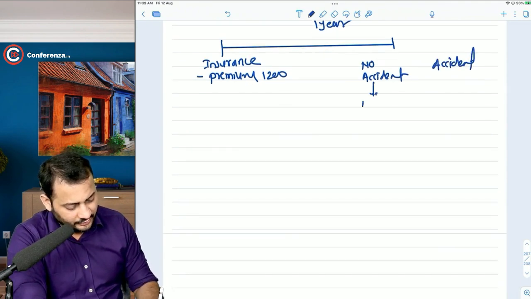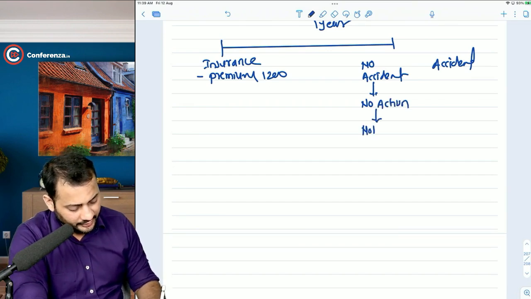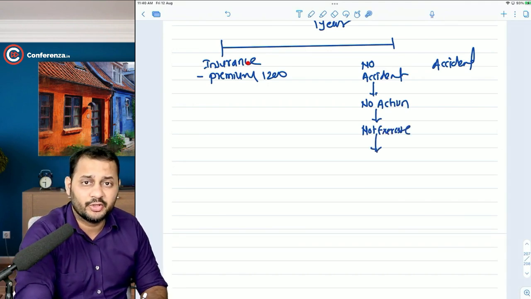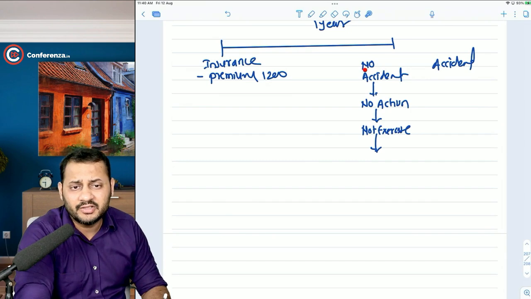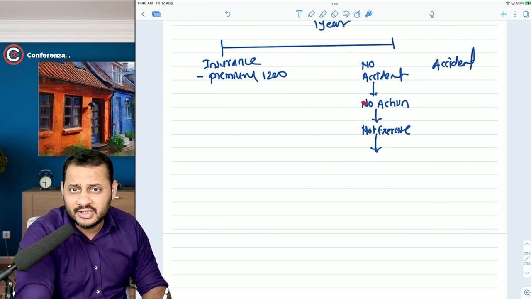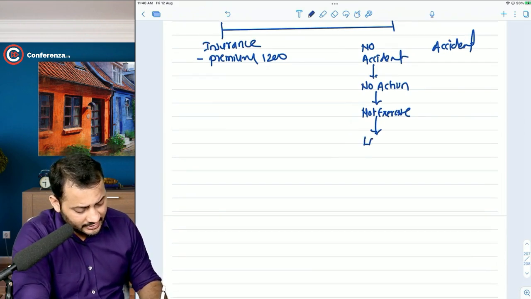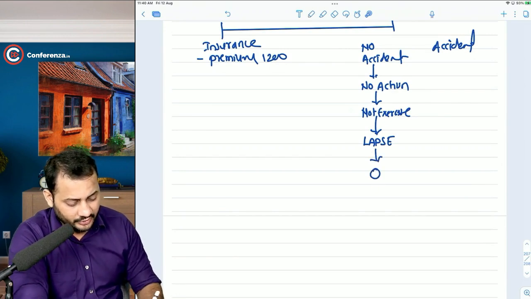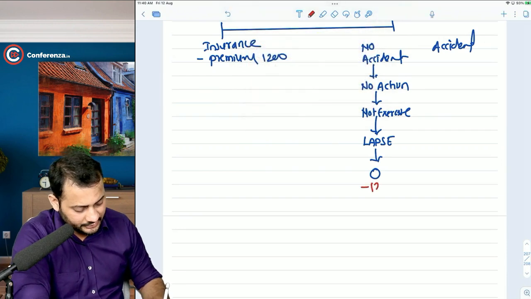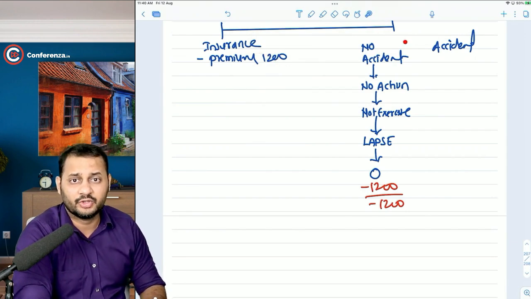If there is no accident, you will take no action. Okay. You will not exercise your insurance right. You have the right in the insurance that you can claim for the losses. But if there is no accident, there is no action that is required and not exercised. The insurance policy will not be exercised and that will lapse at the end of the year, resulting in no cash flow to anyone. The only loss to you is the premium amount that you paid, which is 1200 rupees, and that's all fine. For the cost of 1200 rupees, you were insured throughout the year.